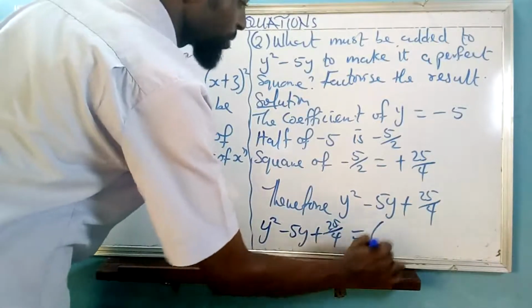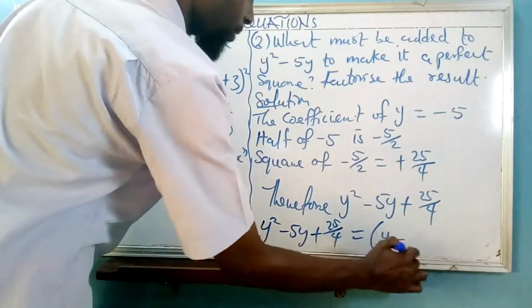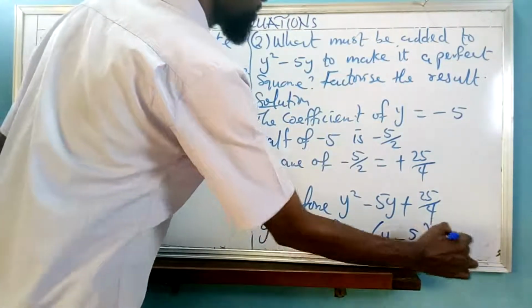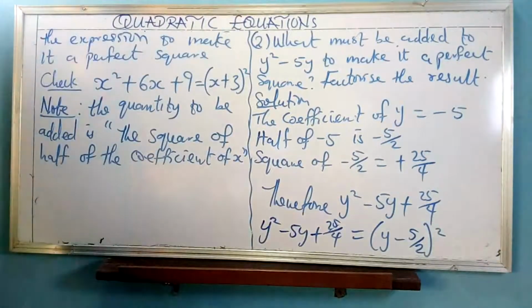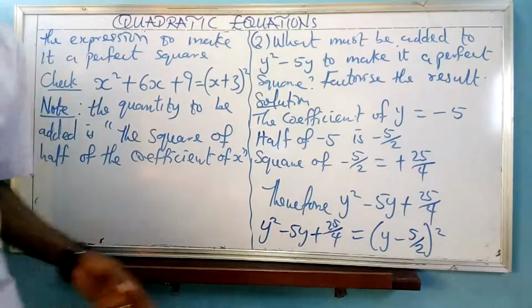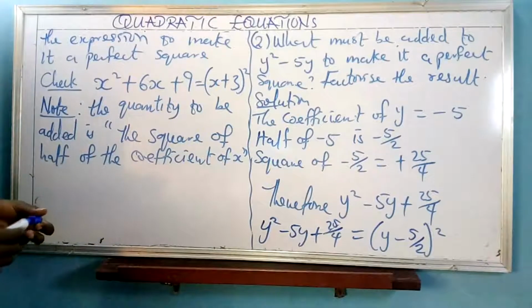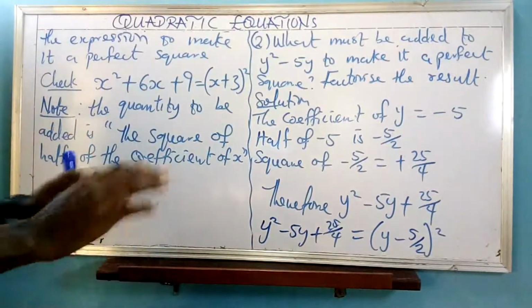When you factorize it, it will give you y minus, what do you have here? 5 over 2 all in square. And that's the factor. That's the factorize of it. That will be the factors of it when you factorize it. That's what you're going to get. Okay. Now, I hope we're good to go.